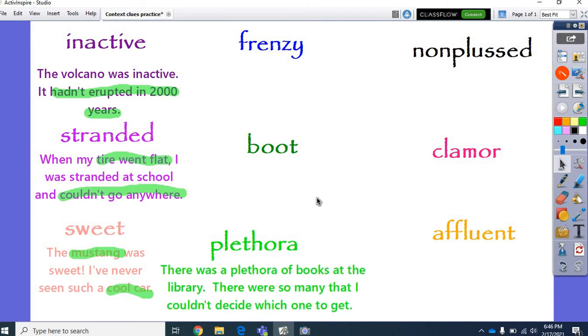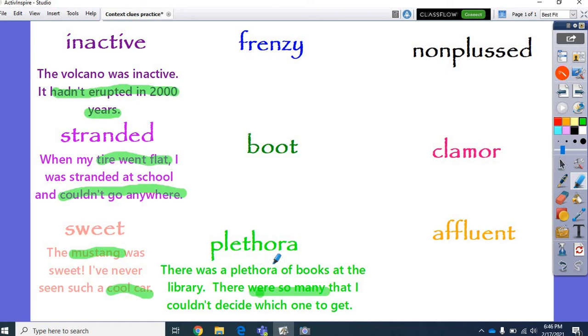There was a plethora of books at the library. There were so many that I couldn't decide which one to get. Okay. Well, there are some clues in this one, too, to help me figure out what a plethora was. I know libraries definitely have lots of books. And it even says that right here. There were so many. And there was a plethora. Oh, plethora must mean there is a lot of something. So yeah, plethora means a lot.